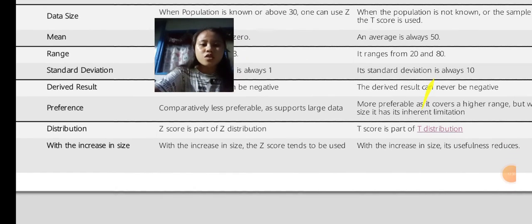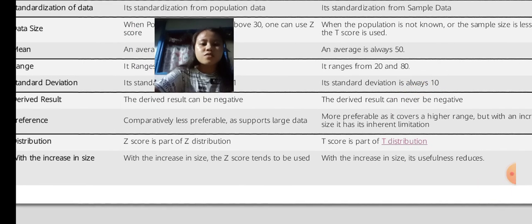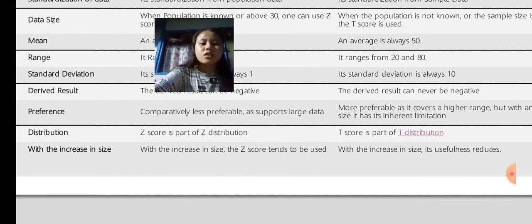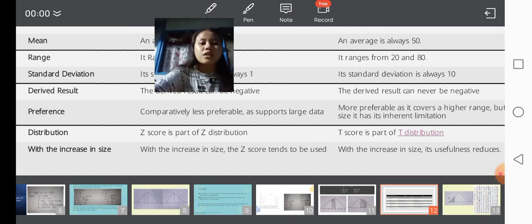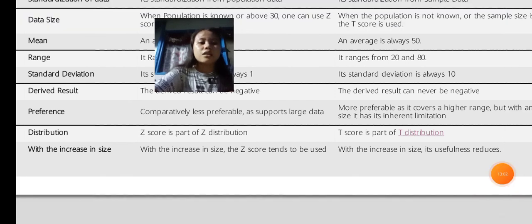For distribution, the z-score is part of the z distribution, while the t-score is part of the t distribution. With the increase in sample size, the z-score tends to be used, while the t-score's usefulness reduces. So that is the z-score and the t-score, and that is how the two scores differ.